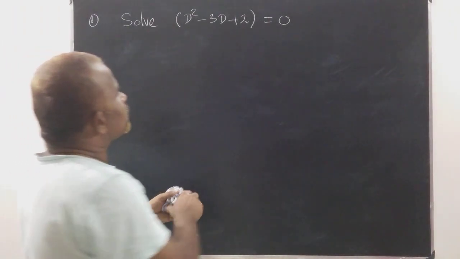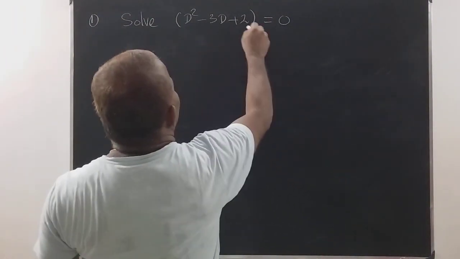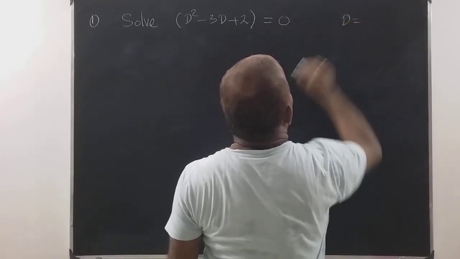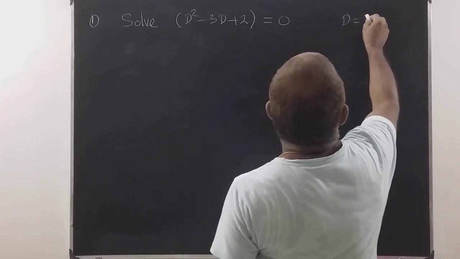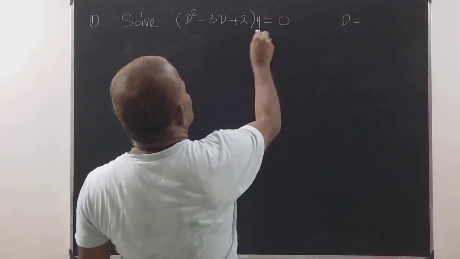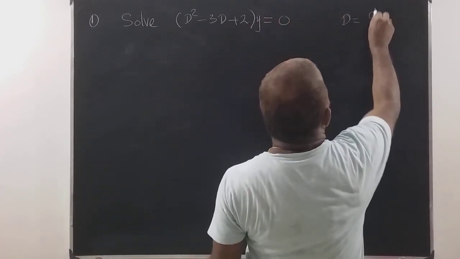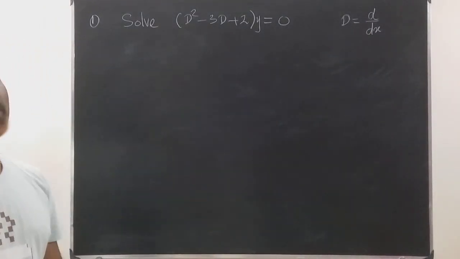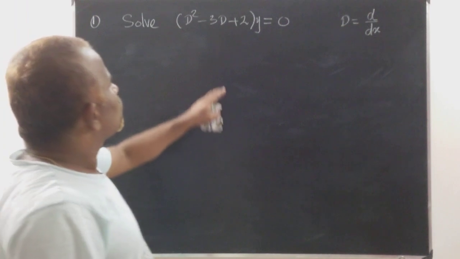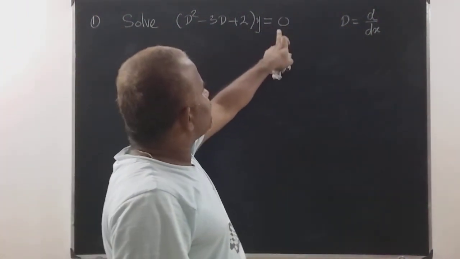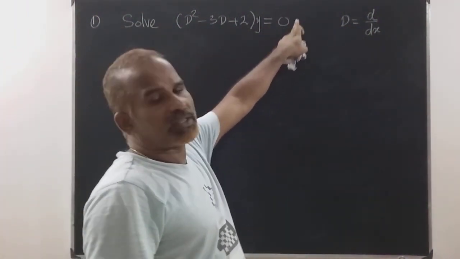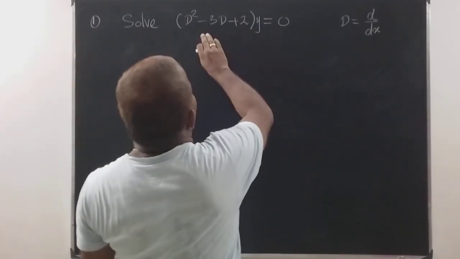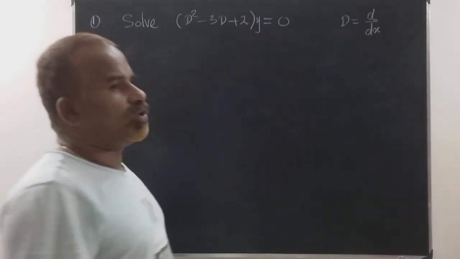Actually, this D is nothing but d by dx, operating on y. Suppose the right hand side may be a function of x. Suppose the right hand side is equal to 0.